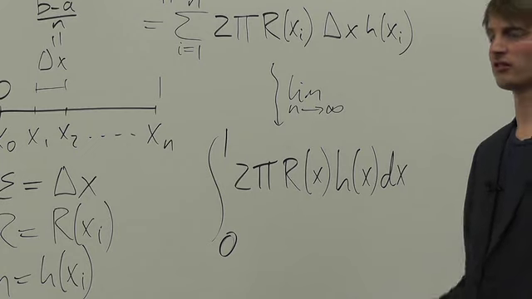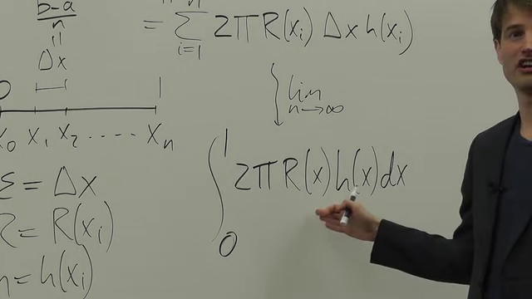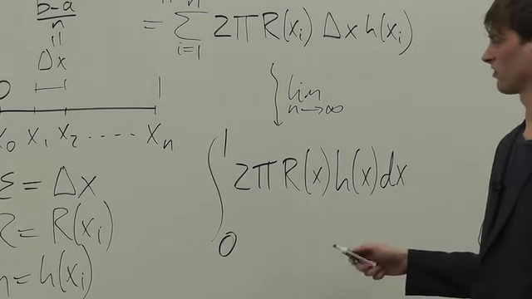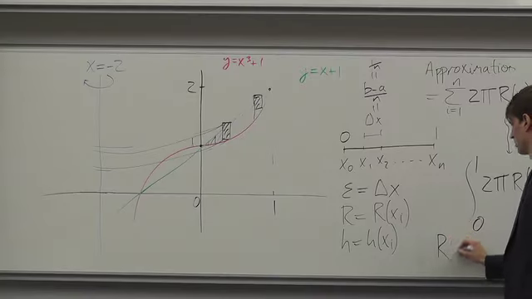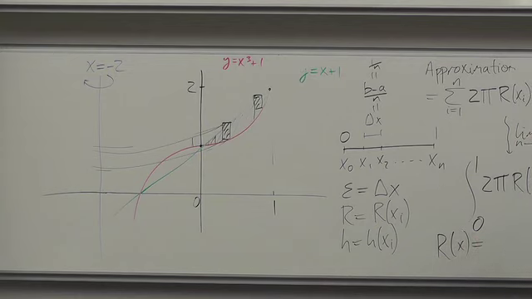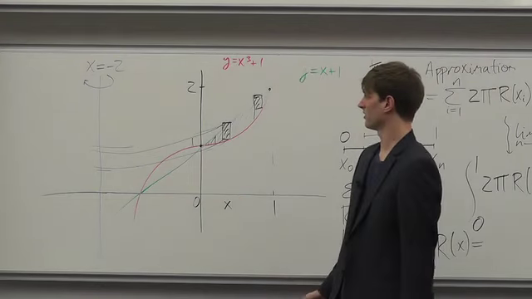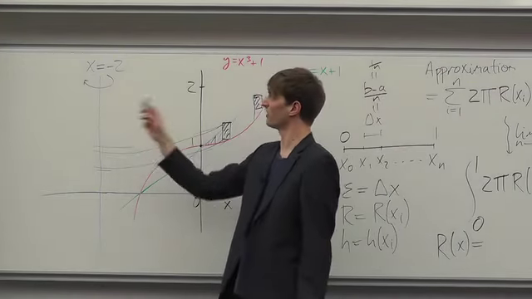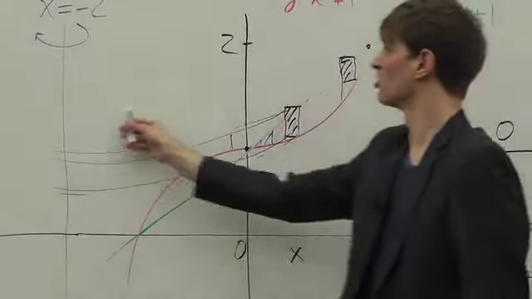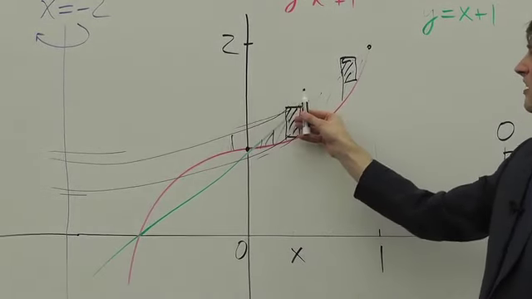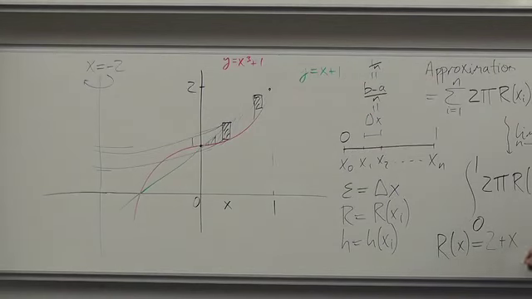So all we need to do now to determine the integral is to figure out what r is in terms of x and what h is in terms of x. So let's think about that. So r of x is what? Well, if x is here, the radius is from this line that we're rotating around up to here, and that distance is 2 to get to the y-axis, and then x to get to x. So the radius is just 2 plus x.